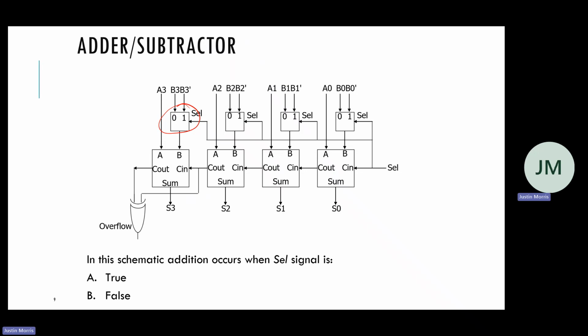your poll code is 682. It's just, is this true or false? When select signal is 1, does addition occur or is it actually subtraction? Six, 8, 2.